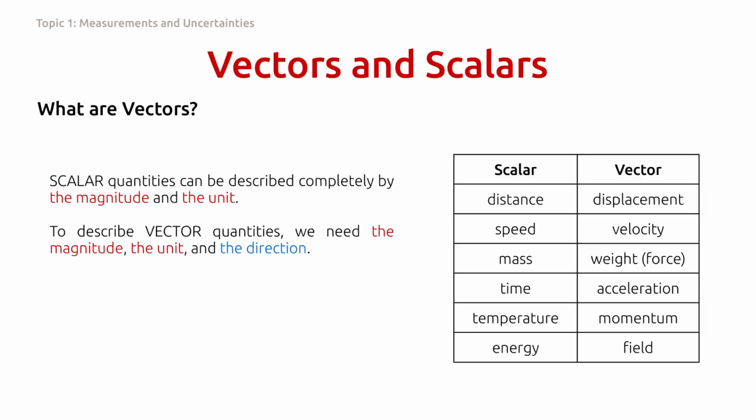In physics, at least as taught in the IB, any physical quantity is either a scalar or a vector. Scalar quantities can be described completely by the magnitude and the unit. The magnitude describes how big or how small something is, and the unit is the reference. Another type of physical quantity is a vector quantity. To describe vector quantities, in addition to the magnitude and the unit, we also need the direction.